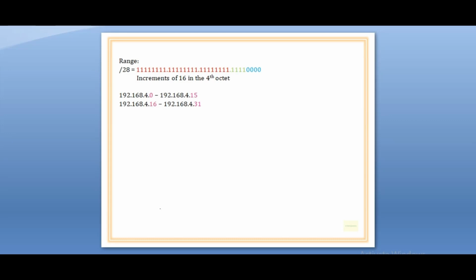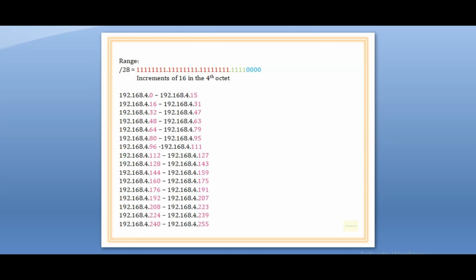For the second subnet's network address, add 16 to the 4th octet of the previous subnet's network address, and we get 192.168.4.16. And for the broadcast address, add 16 to the 4th octet of the previous subnet's broadcast address, which will give us 192.168.4.31. The same steps follow for the remaining 14 subnets, and doing that we get the following subnet range. You can pause the video and go through these.